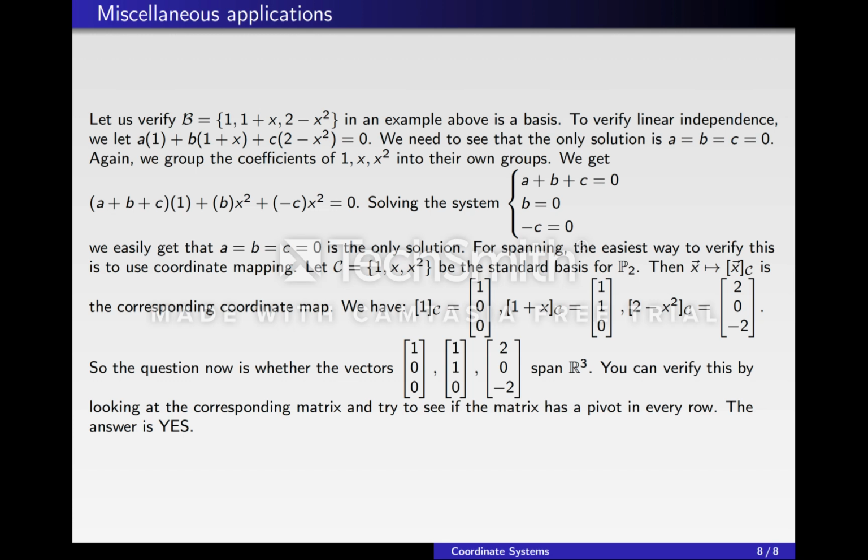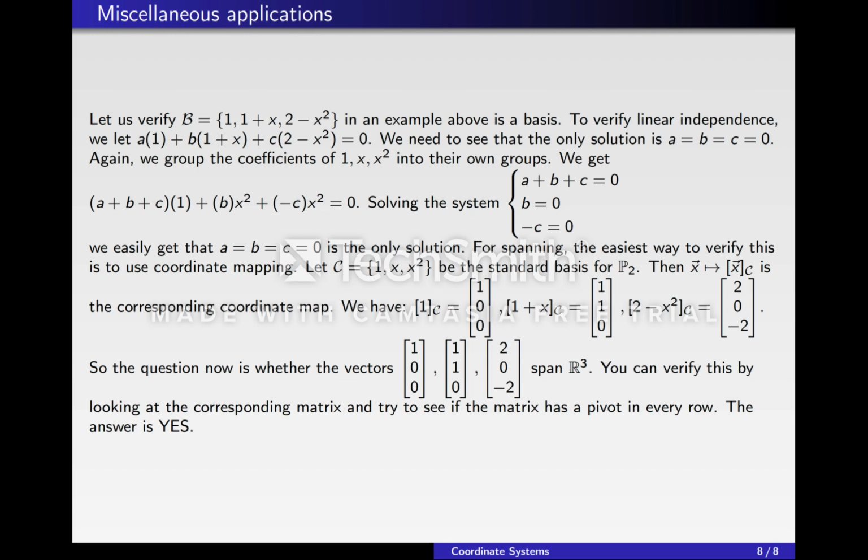Oh, sorry, there's another typo. It should be A plus B plus 2C times 1, instead of A plus B plus C, plus B times x plus minus C times x squared equals 0. So now we solve the system: A plus B plus 2C equals 0, B equals 0, and minus C equals 0. Then clearly we get that the only solution is A equals B equals C equals 0, right?